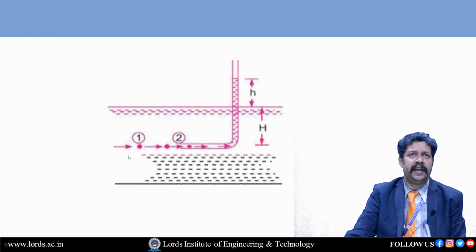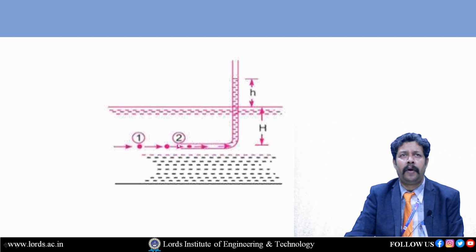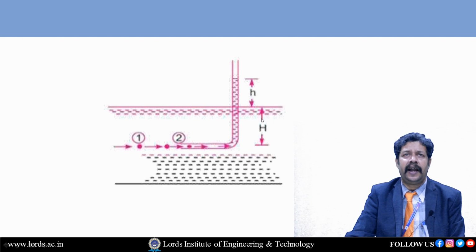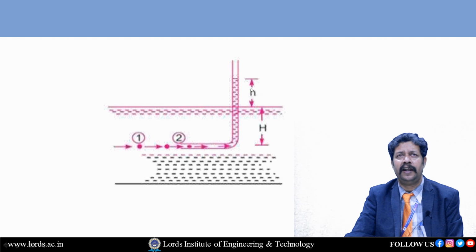So here you can see point 1 and point 2. These are two different points. Pitot tube is a pipe bent at right angles. So we are considering point 1 and point 2 inside the pipe, right? And the height of water below the tube is equal to capital H. And here, since velocity is becoming 0, rise of pressure head is taking place. Rise of pressure head above the water level is equal to small h. So small h and capital H.